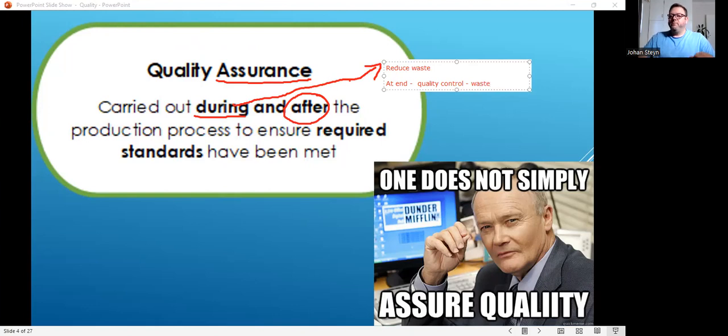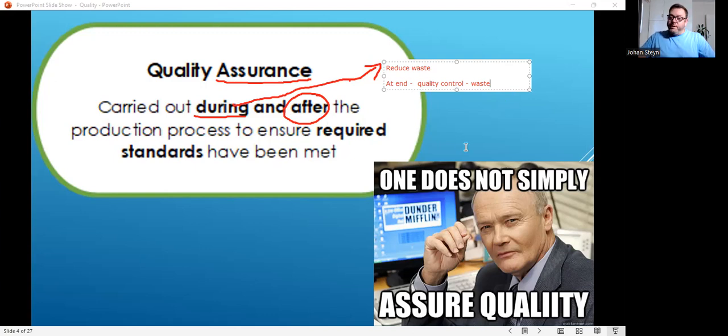So all the products that were made, all the resources that were used, are wasted. That means in order to reduce the waste at the end, to make sure that you can salvage some of it, to reduce your cost and increase your profit, you look at quality assurance during the whole process.